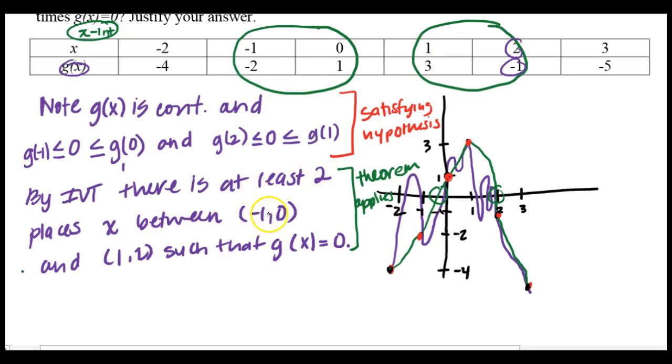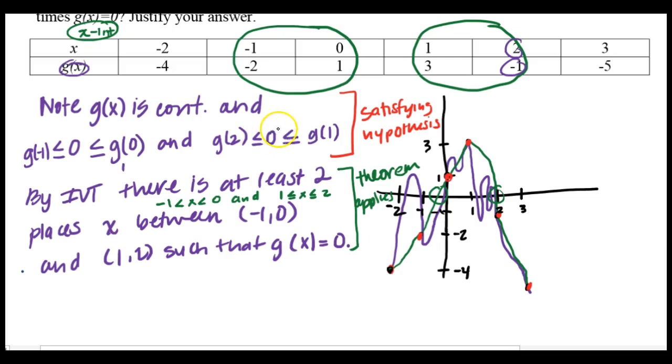One is between negative 1 and 0, and another is between 1 and 2, such that g of x equals 0. And the way we write this part, again, could vary too. So at least 2 places we could have written negative 1 is less than x is less than 0, and 1 is less than x is less than 2. There's a lot of different ways that we could write it.